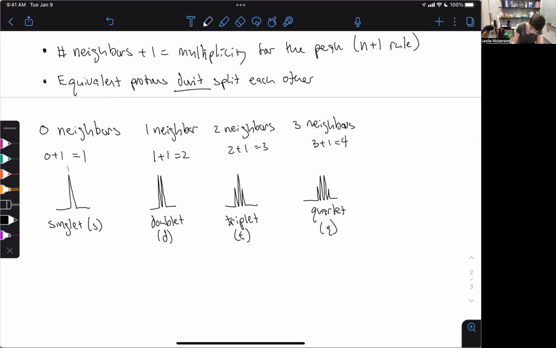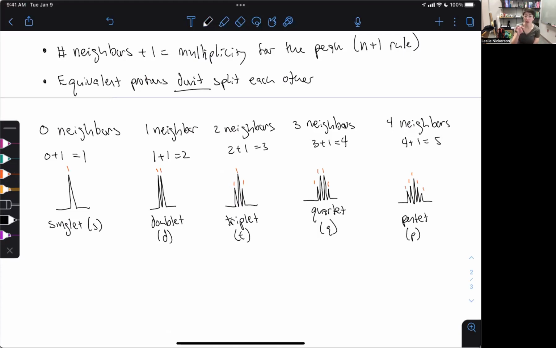If I've got 4 neighbors, 4 plus 1 equals 5. That's going to give me a pentet, which I really have to pay attention for this one. Just count 1, 2, 3, 4, 5. All right, so this is a pentet, and that's going to be little p. You'll see that less frequently though.